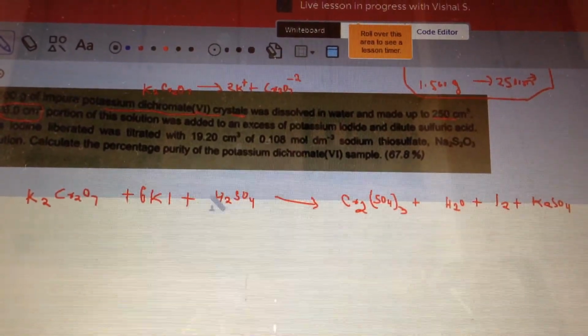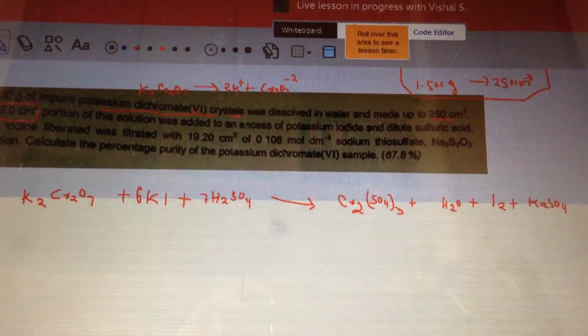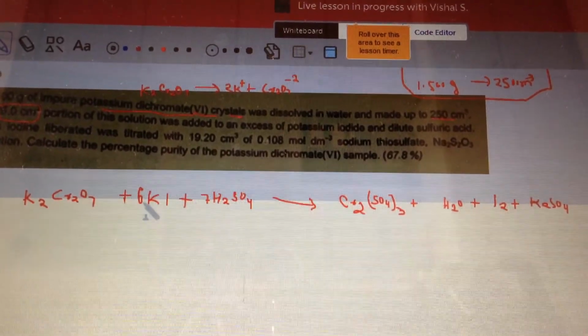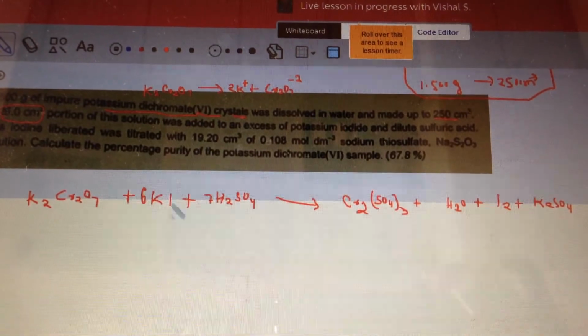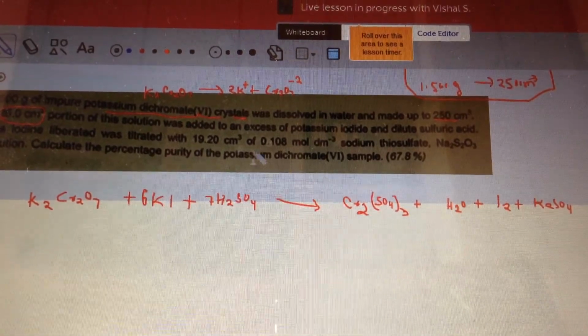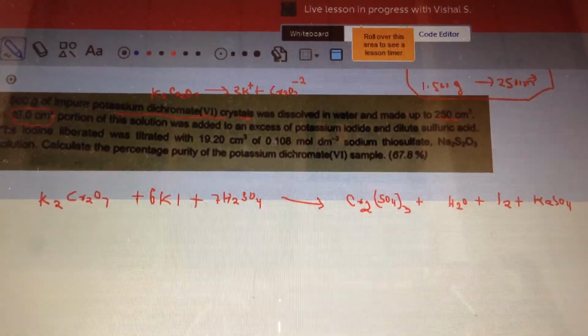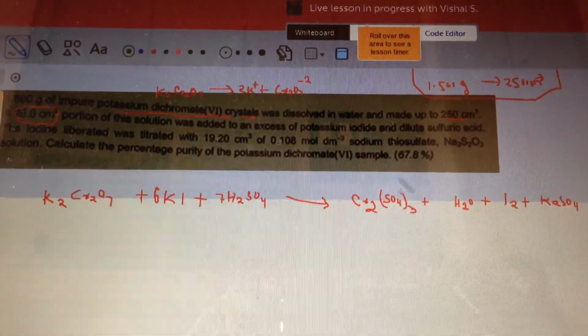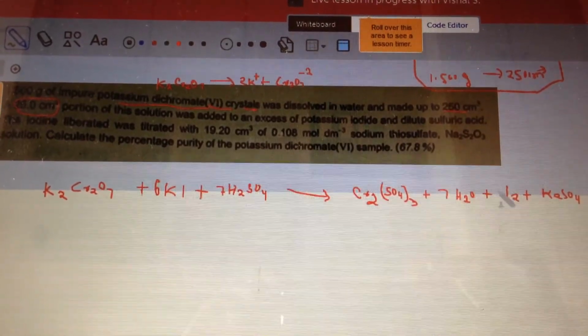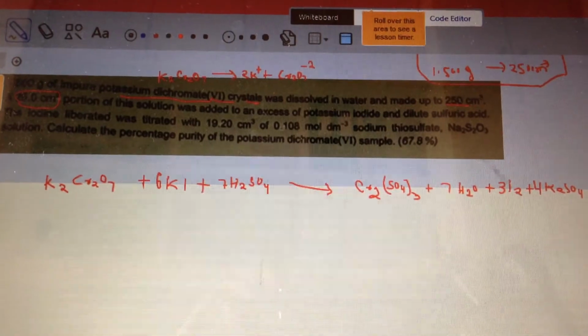Now those reactions, you want to make sure you know how to balance those. Actually, I already balanced those on a piece of paper, so that's why I know how the 6 and 7 came in. And then you have 7, 3, and 4 there.